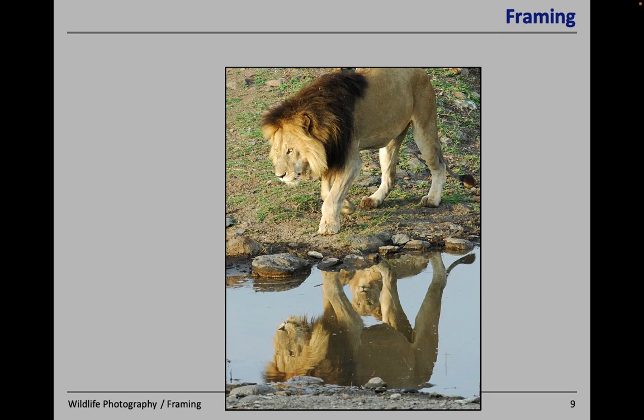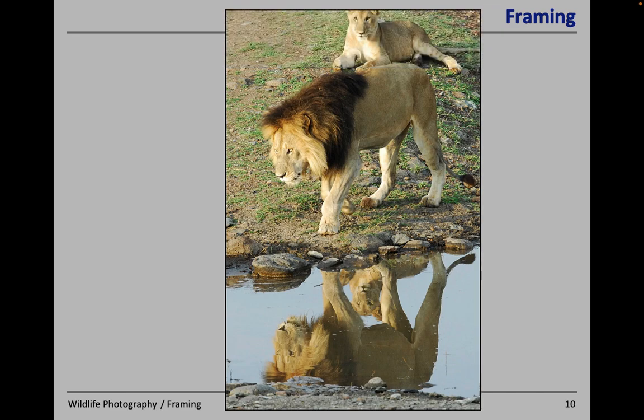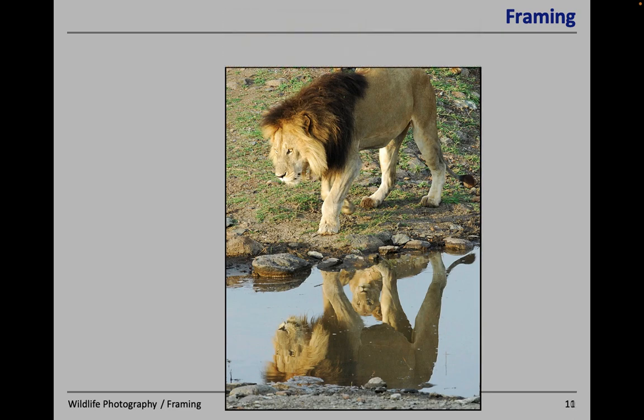So again, that wasn't actually the original framing I took. The original frame was trying to get everything in, including the lioness. And only afterwards did I realize, well, actually, that's okay as a picture, but is it more interesting as a picture to take the lioness out of the top, leave her as a little bonus to be seen only in reflection? So you can't always get the composition you want, because you don't always have time to think, is that the best composition, or should it be portrait rather than landscape? Sometimes you have to grab the image when you can.